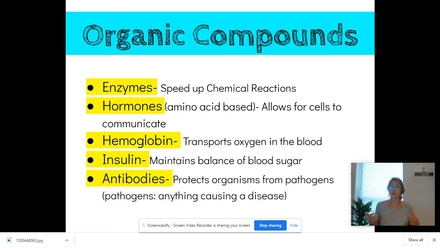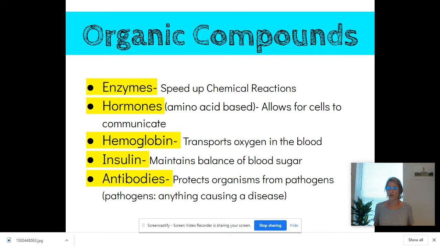Hemoglobin helps to transport the oxygen throughout the body in the blood specifically, because we need oxygen everywhere. Hemoglobin is the protein that transfers it in the blood. Then we have insulin. If you've ever heard of insulin, a lot of diabetics take this. Insulin helps to lower and maintain the amount of sugar that's in your blood.